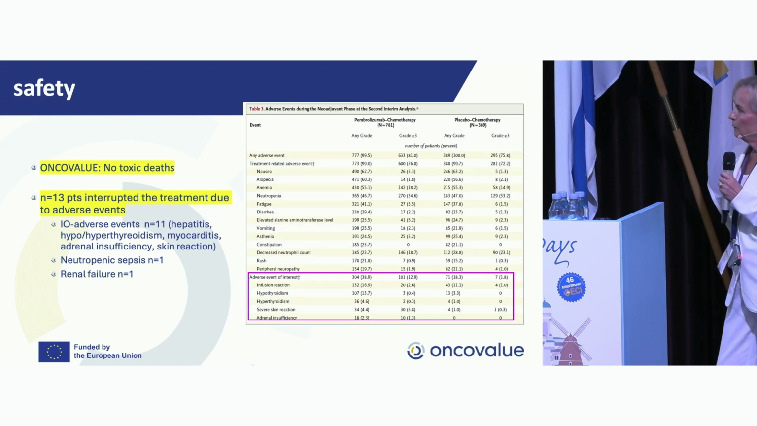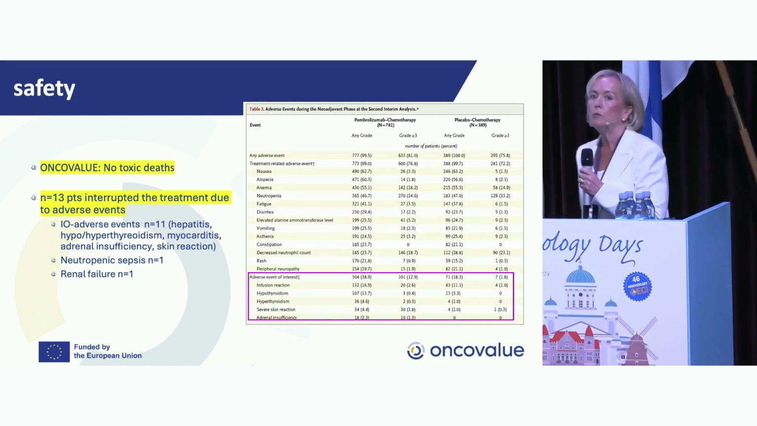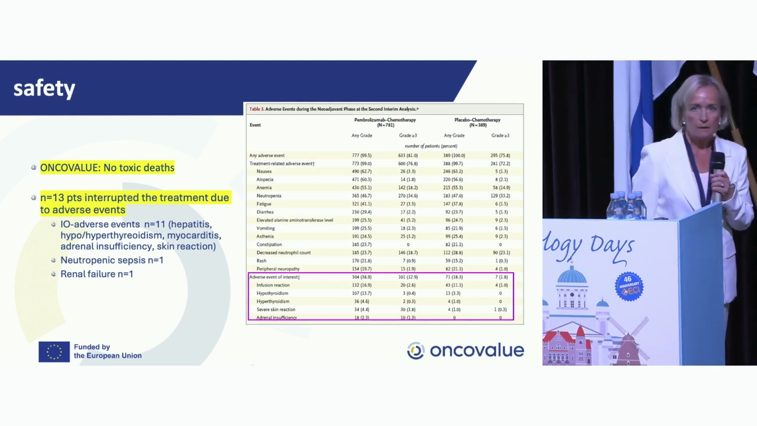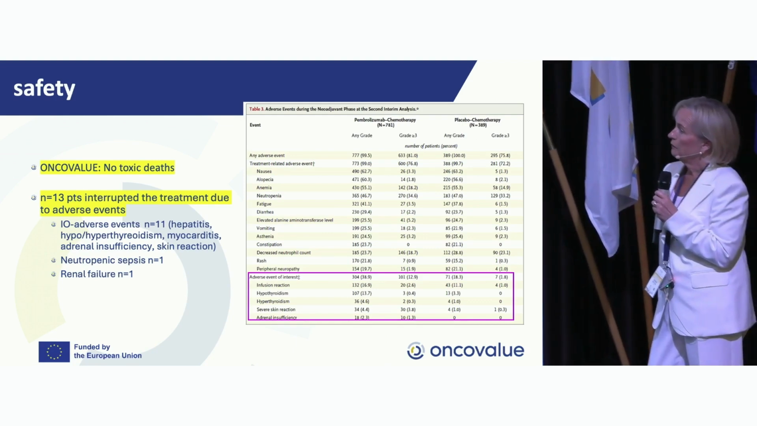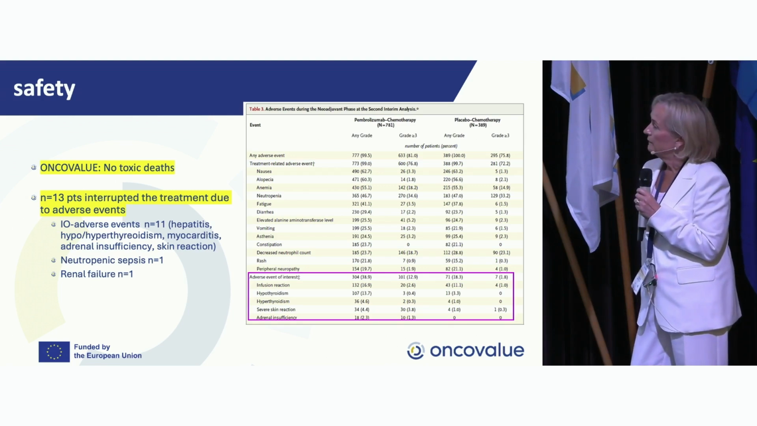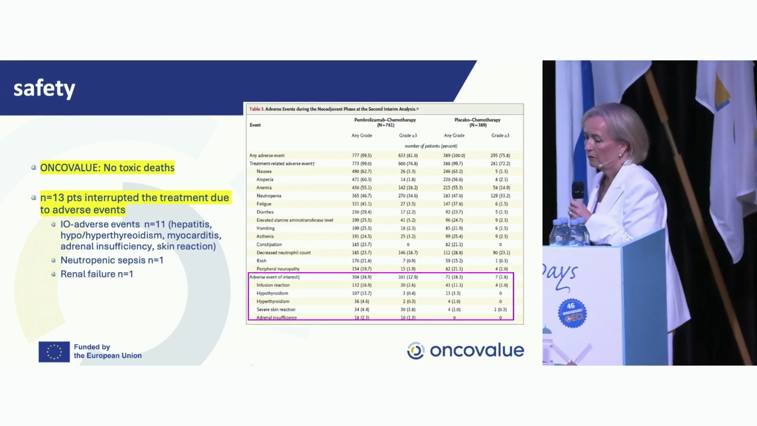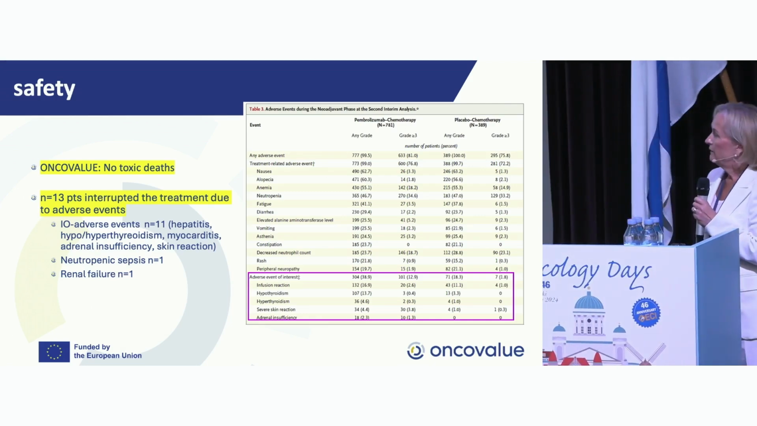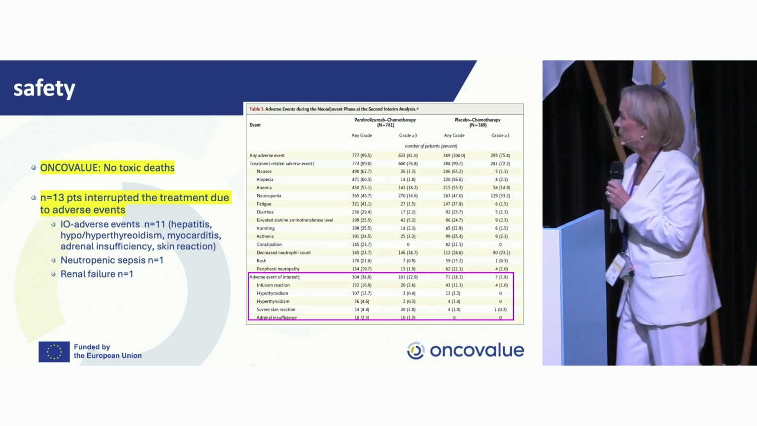But for now, we could only identify the patients who stopped the Pembro because of adverse events. And here you can see that almost a quarter of the patients interrupted the treatment before the planned cycles due to specific immuno-oncological adverse events. And in addition to that, one patient had neutropenic sepsis that led to the discontinuation of the treatment, and one patient had renal failure.